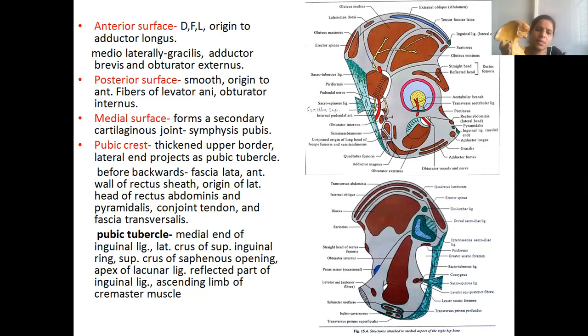The posterior surface, always remember, will be smooth. It is also called the pelvic surface, and it gives origin to levator ani and obturator internus. In between them is the medial surface, which, as I already told you, takes part in the formation of the pubic symphysis, a secondary cartilaginous joint. I'll mark this with chalk again. This is the symphysial surface, which is the medial surface.